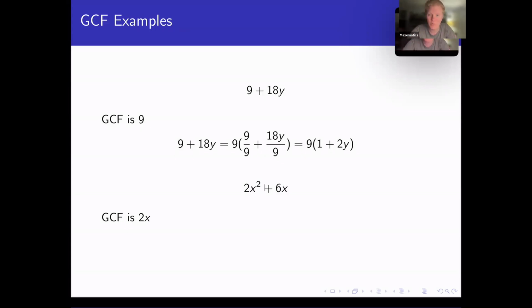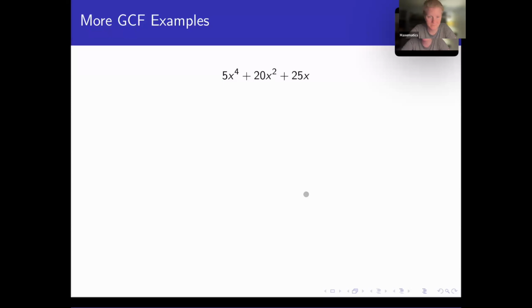We can't take away more x's than what we have in this term, so our GCF is going to be 2x. So we take out 2x, and again, what we're doing is dividing all the original terms by 2x. So 2x squared divided by 2x, 6x divided by 2x. Well, this looks a little complicated, but 2 divided by 2 cancels out. x squared over x, one of the x's cancels out. 6x divided by 2x will be just 3. So this is considered fully factored, the fully factored version of this right here.